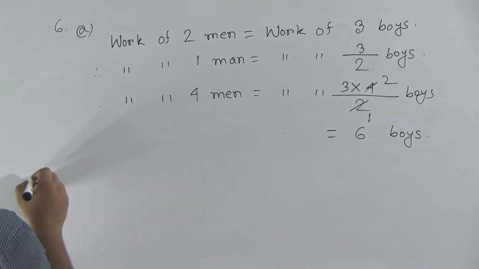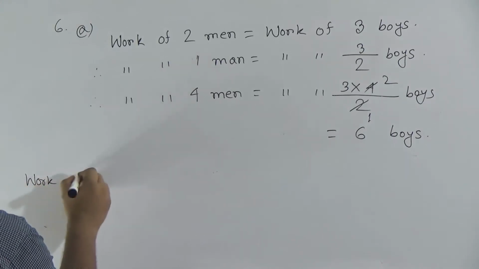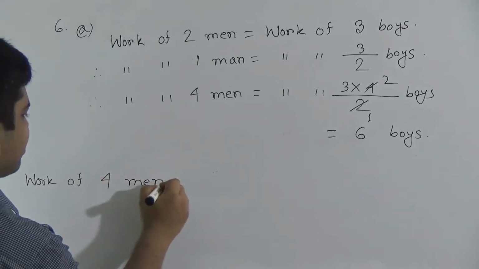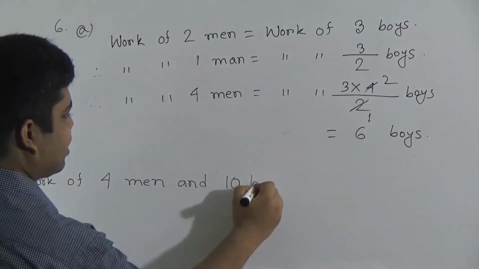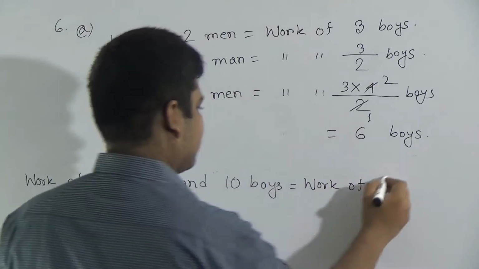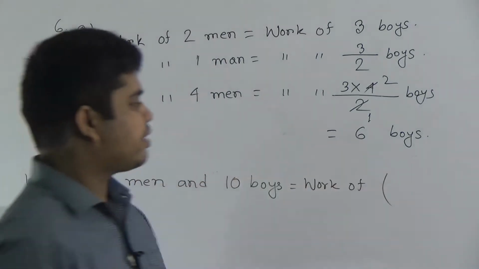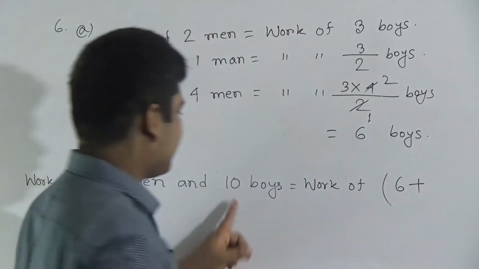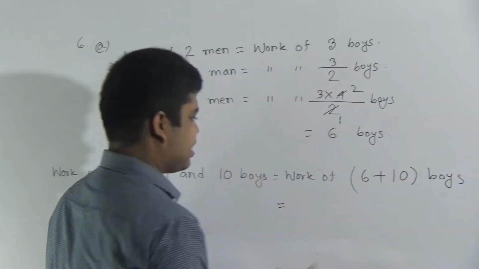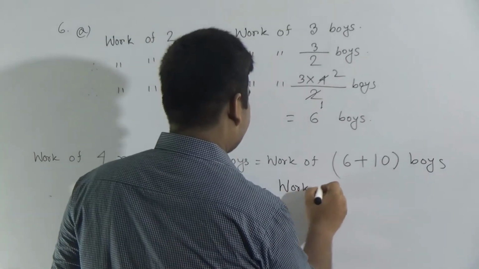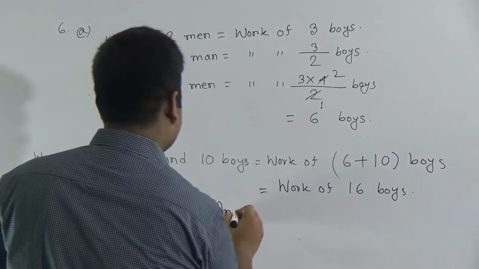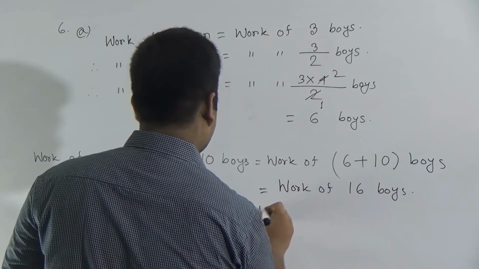Now work of 4 men and 10 boys equal to work of 4 men equal to 6 boys. So we write 6 after that, and this 10 boys is also 10 boys. Dear students, now we add: work of 16 boys, and this is the required answer. I hope you have understood.